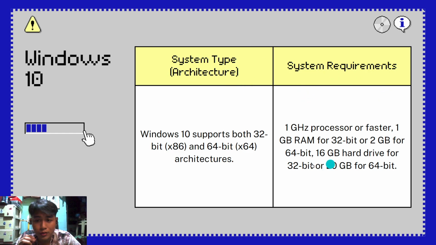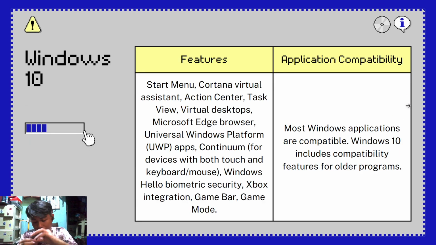System requirements: 1 GHz processor or faster, 1 GB RAM for 32-bit or 2 GB for 64-bit, 16 GB hard drive for 32-bit or 20 GB for 64-bit. Next is the features.